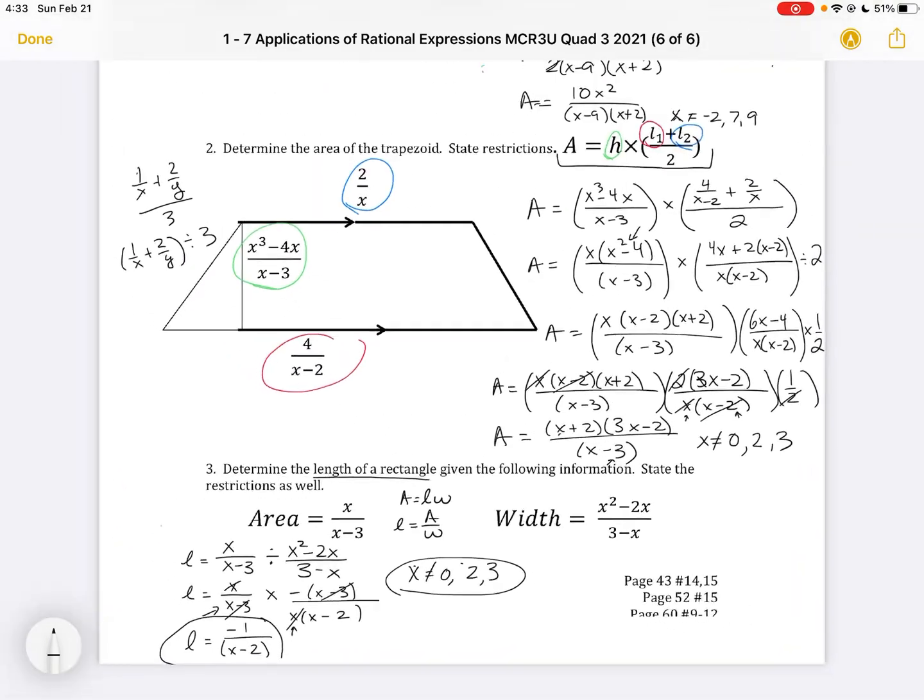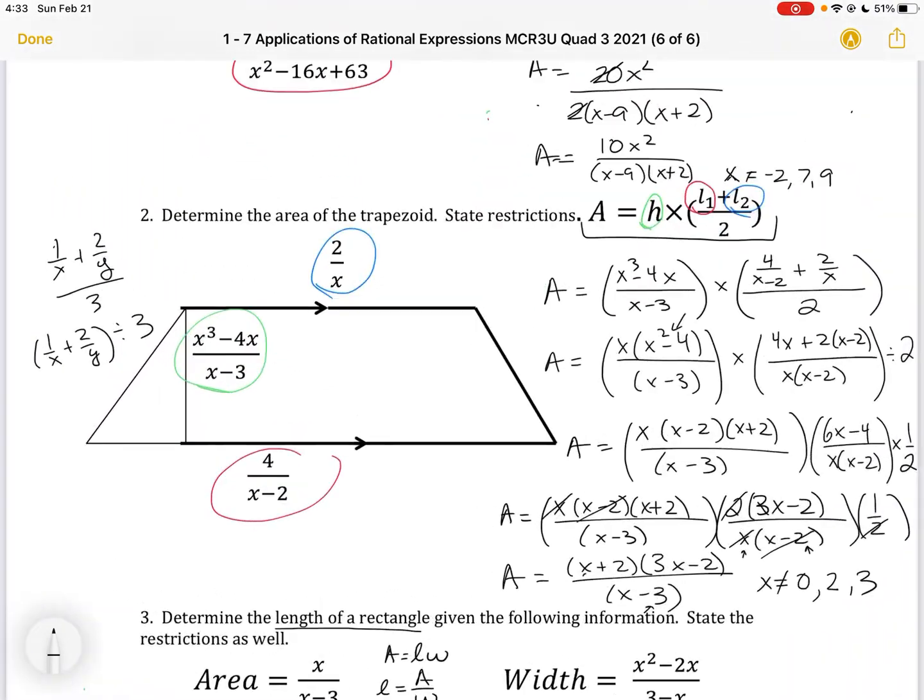So those are examples of applications involving rational expressions. Being able to generalize an expression for lengths or areas or widths allows you to test many different values for x and many different values for the side lengths to see what the optimal result is.